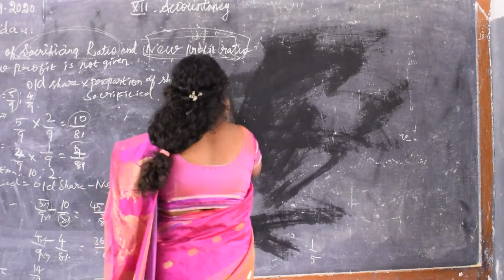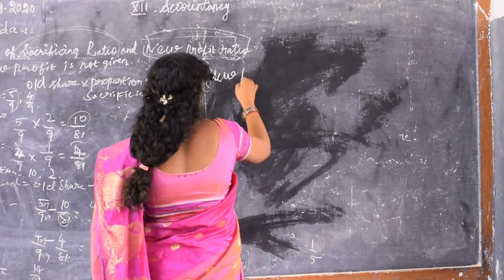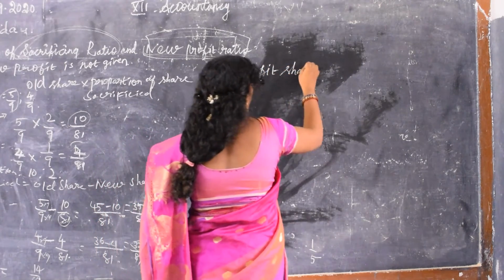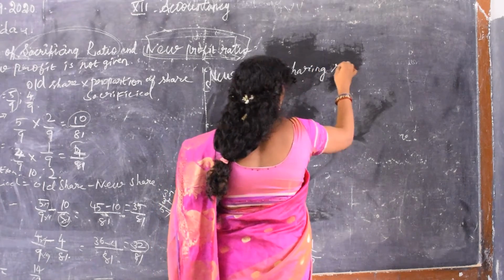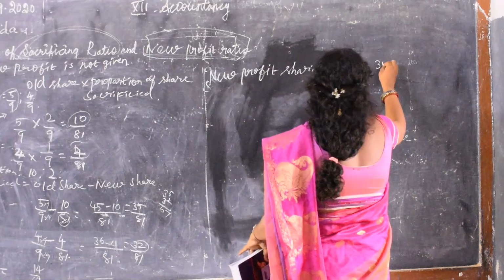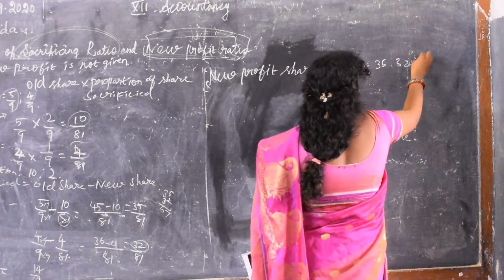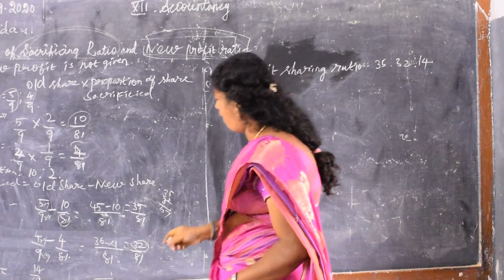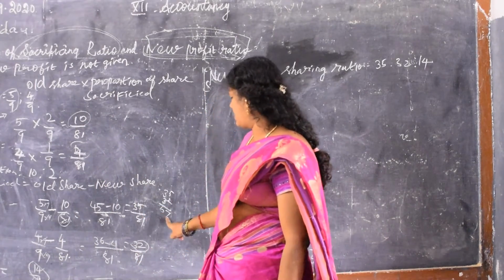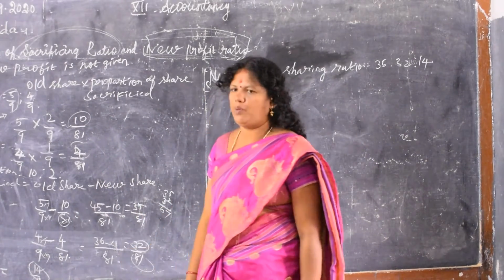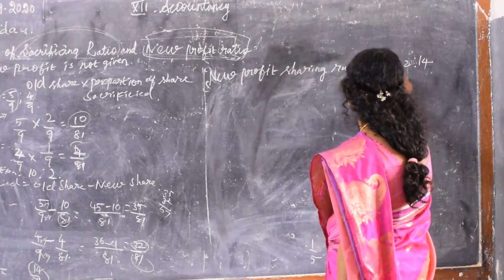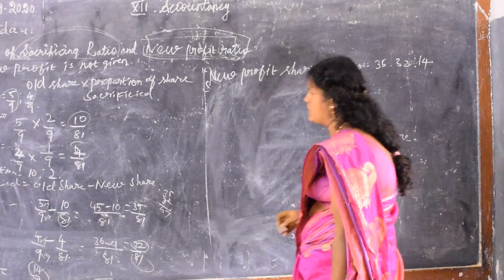Here, the new profit sharing ratio is 35, 32 and 14. How did I find the 14? 35 plus 32 is 67. From the total of 81 shares, deduct the 67, and you will get 14. So the new profit sharing ratio is 35:32:14.